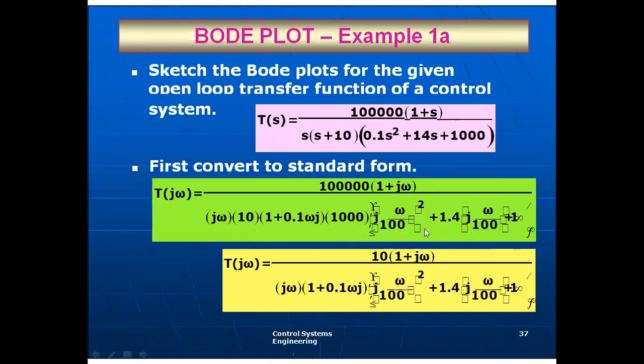Then for each factor, find the corner frequencies. The coefficient of S square is 0.1, so you'll get a corner frequency of 10, right?